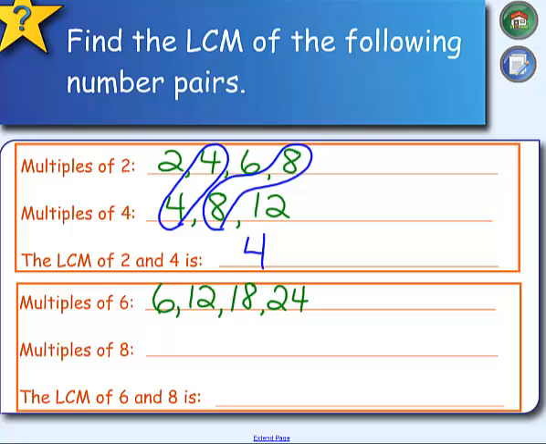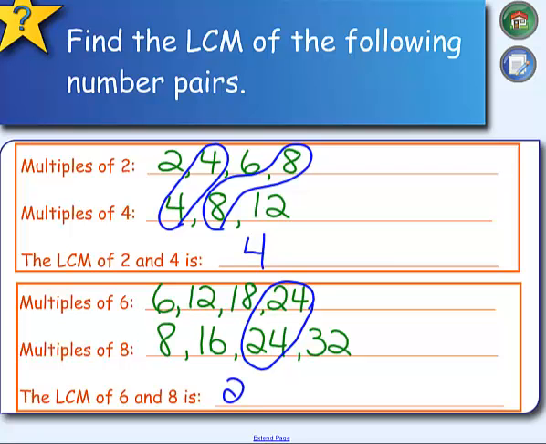Now let's list the multiples of 8. 8 times 1 is 8, 8 times 2 is 16, 8 times 3 is 24, 8 times 4 is 32, but I notice I don't have to go any farther because I see I have 24 in both numbers. So the least common multiple of 6 and 8 is 24.